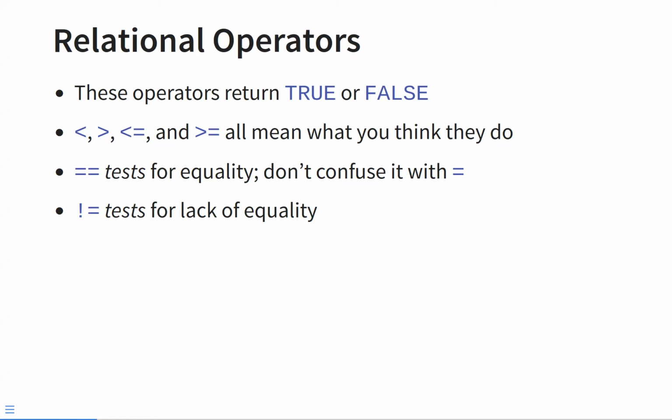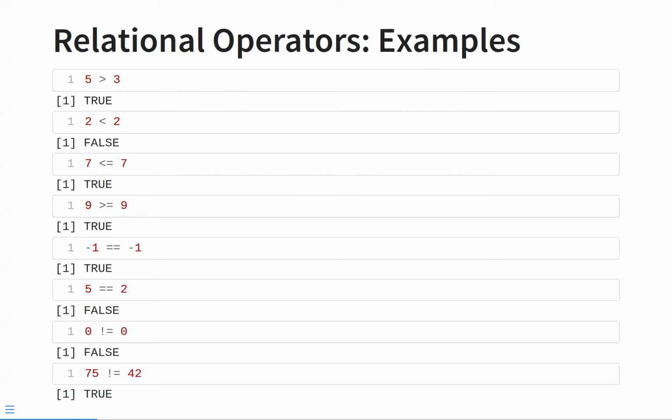A really common mistake that everybody makes from time to time, especially when you're starting out in programming, is to confuse double equals with single equals. They are very different. Double equals is a test for equality. Single equals is an assignment operator or a way of supplying an argument to a function. Not equals, which is just an exclamation point followed by equals, on the other hand, tests for a lack of equality. So this is basically the opposite of double equals.